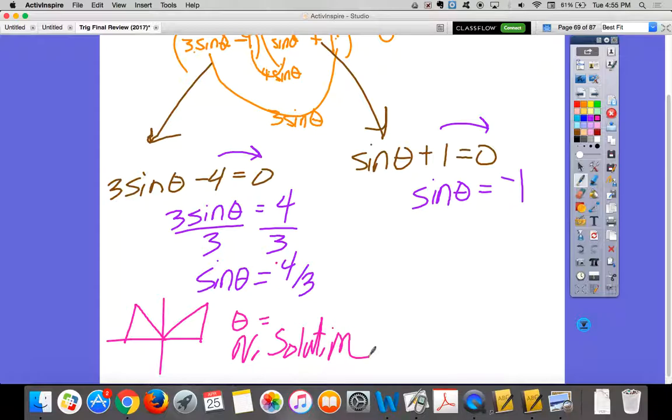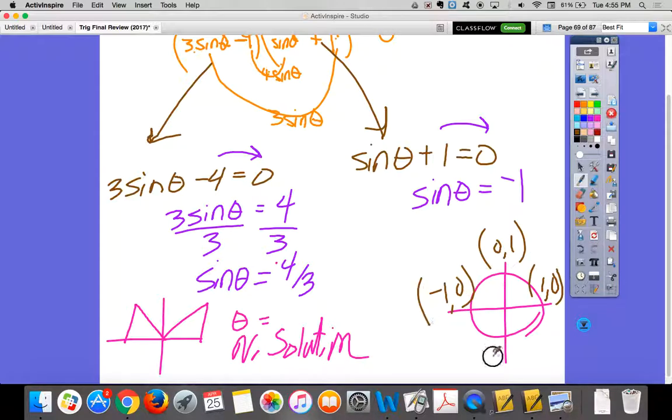So we just have to wonder where is sine negative 1. All right, unit circle. Anytime it's 1, negative 1, or 0, it's unit circle. So we got (1, 0), (0, 1), (negative 1, 0), and (0, negative 1). Sine is the back number. Where's the back number, negative 1? Right down here. That's 270, but you're not going to give me 270. You're going to give me 3 pi over 2 for the radian equivalency.